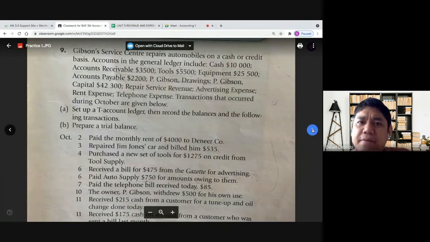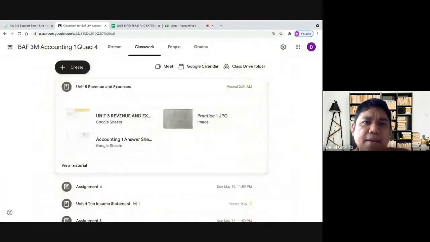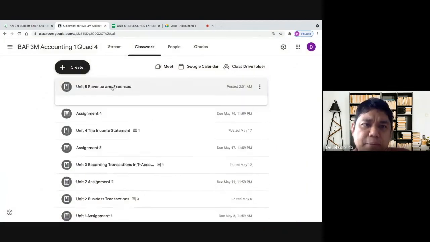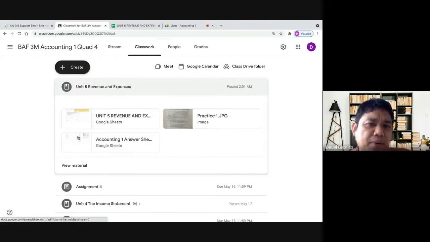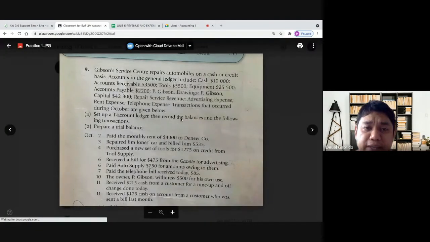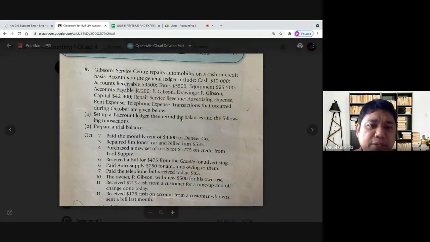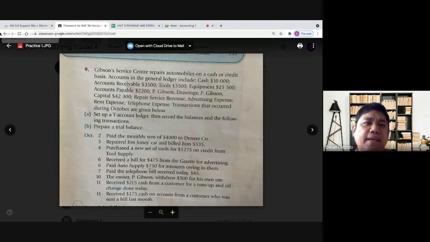If I were you, I'll go now to Unit 5, please, everybody. Go to your Unit 5 revenue and expenses, please. Let's open your blank sheet here. I'll take a photo of this one so that you can work without distraction later on. Get your camera and take a photo of your number 9. All right, finished. Take a photo. And now let's go.